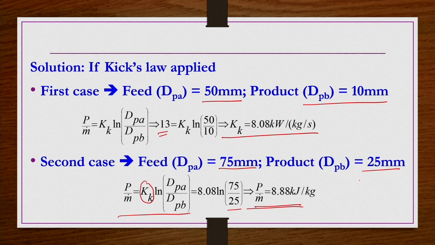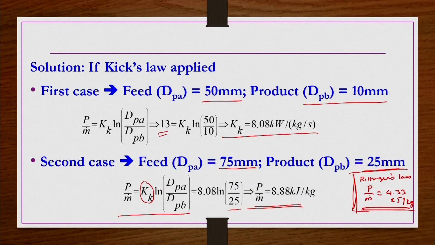But we have seen Rittinger's law just now in the previous case, for the same problem. What we obtained was P by m dot equals 4.33 kilojoules per kg. So now you can see that by using different laws you get different power requirements. So you need to have experience in which case what kind of crushing law should be used. What we have seen is that if you are doing fine reduction, Rittinger's law is a better option.